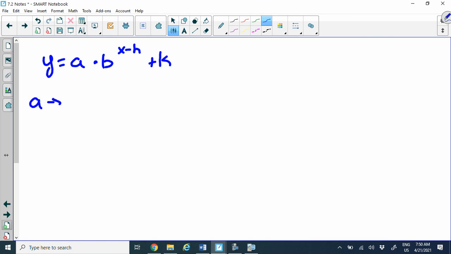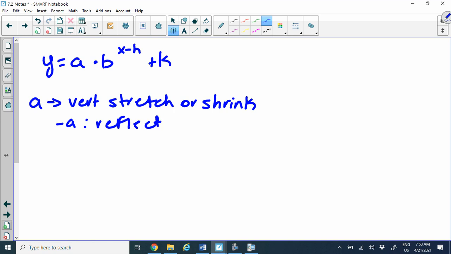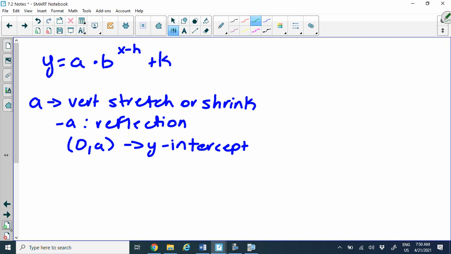Remember, a tells you if we have a vertical stretch or shrink. If a is negative, there is a reflection, and a is your y-intercept. Then h, if we have, let's say, x minus h, we move to the right.